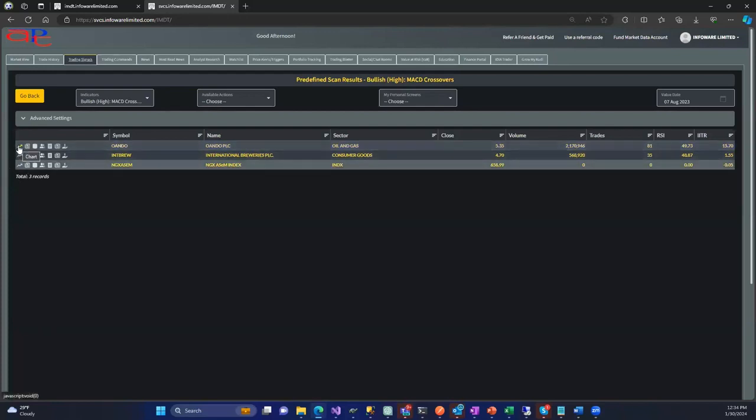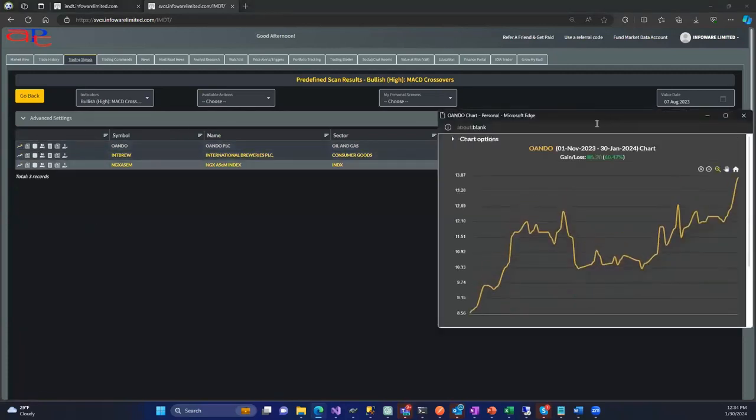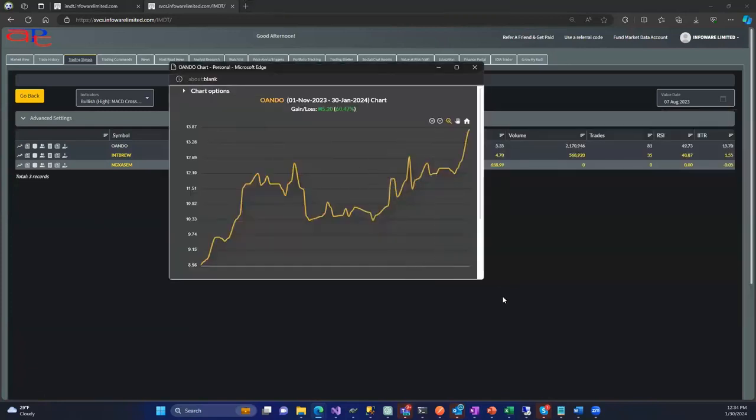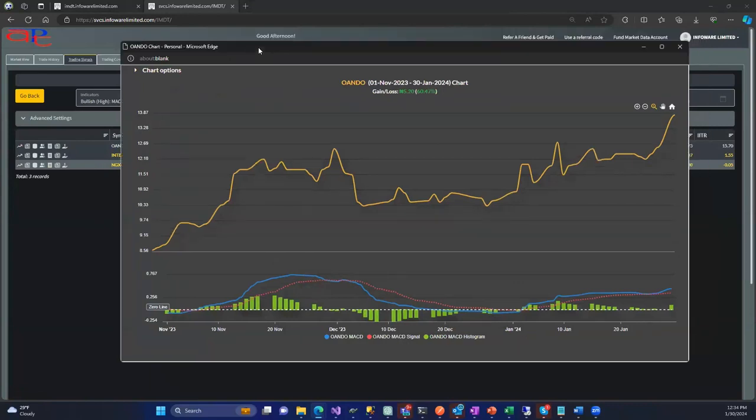Now, to take a look at Oando, we click on this. That's to bring up the chart. As of today, this is just looking at the last 3 months, and you can open multiple charts, by the way. One of the nice things about this is even though it's a web application, it behaves like a desktop application. So you have the best of everything in the world, right?